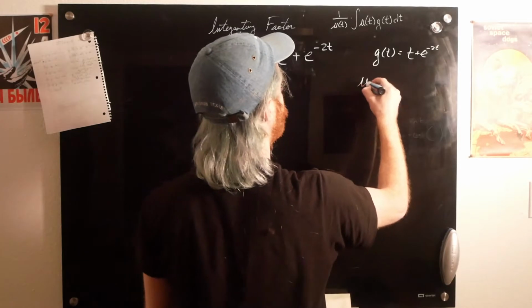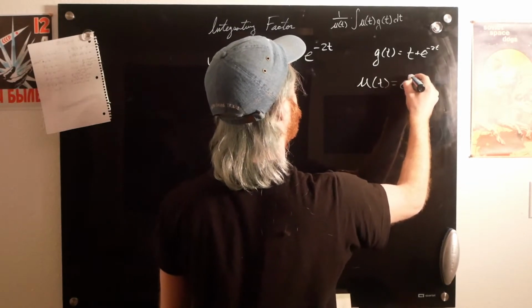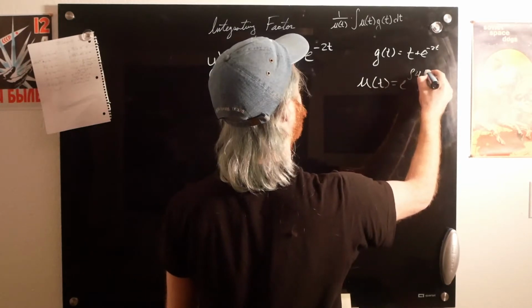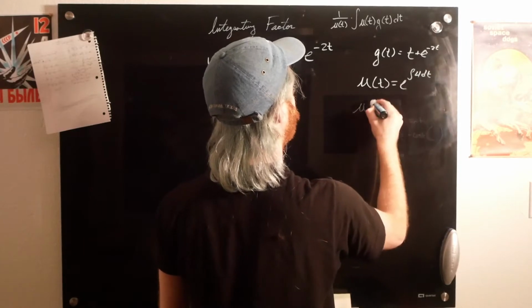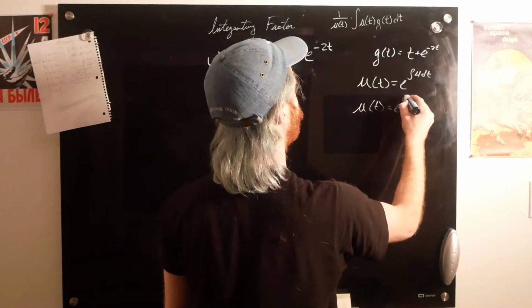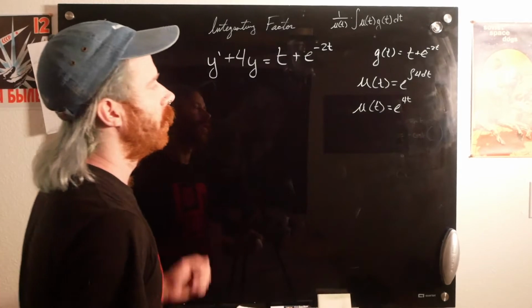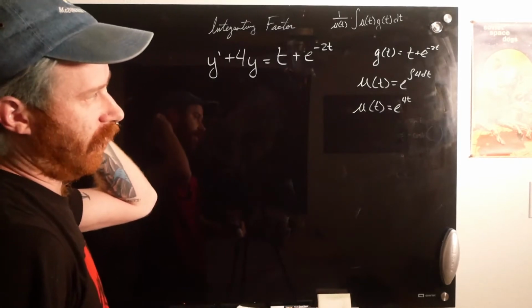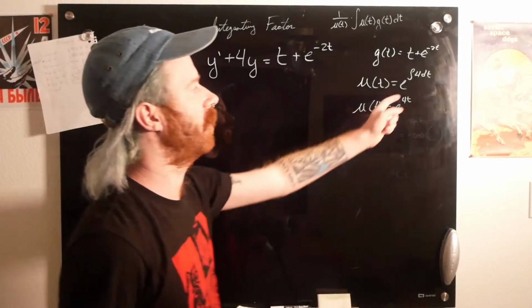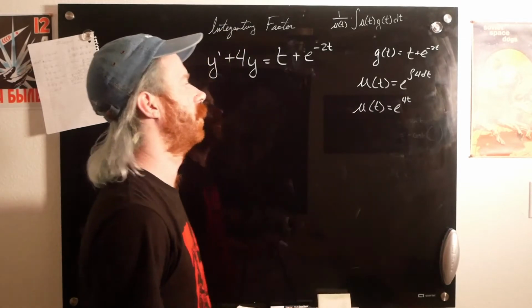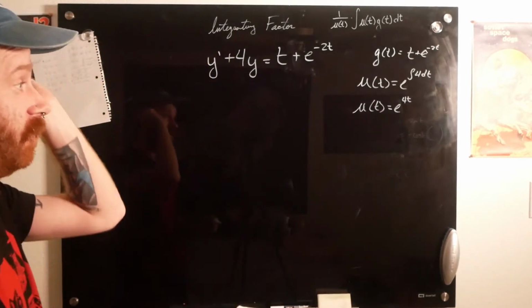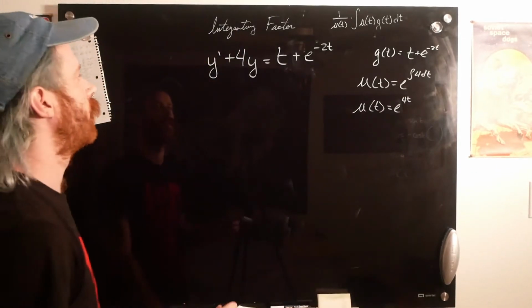And then mu of t is going to equal e to the integral of 4 dt. So mu of t equals e to the 4t, because the integral of 4 is just 4t. We don't have to worry about the constant of integration when we're considering mu. So it's just e to the 4t, not e to the 4t plus c.